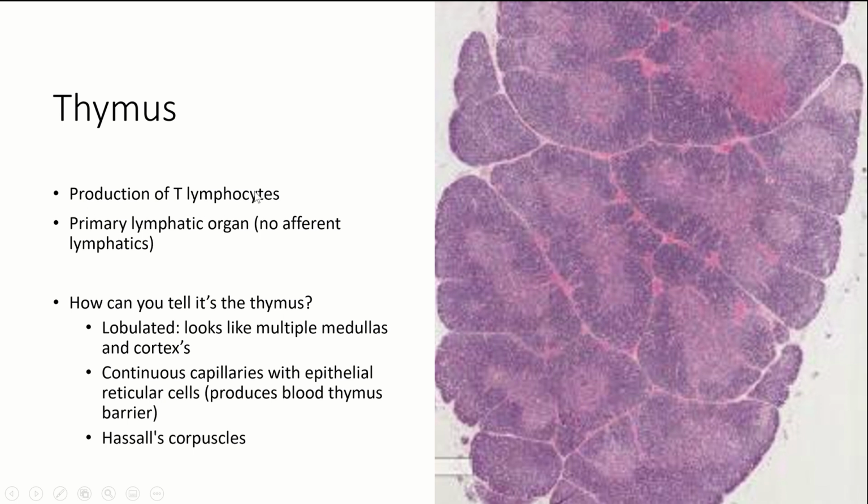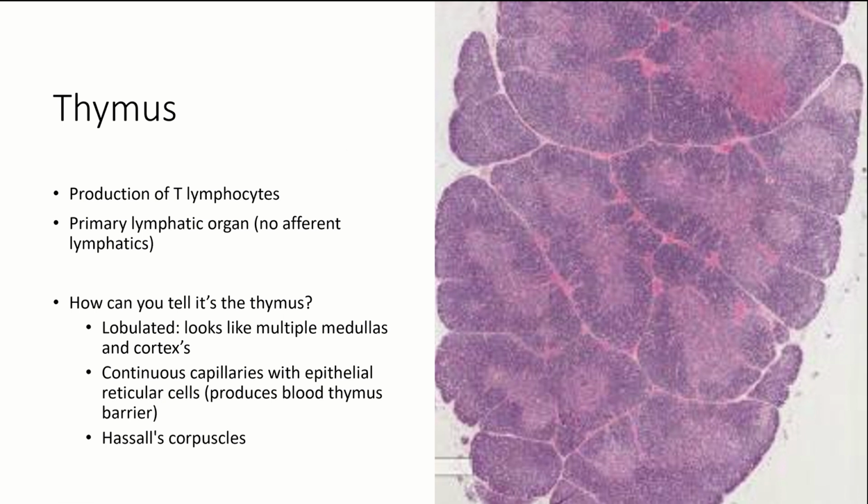And if it's producing T lymphocytes, it means it's a primary lymphatic organ, right? Primary lymphatic organ, because it's producing things. It's forming these T lymphocytes, and hopefully you recognize thymus T. I think I already said that, but yeah. So it's a primary lymphatic organ. It has no afferent lymphatics, right? Because we don't need all of these lymphatics going into it, right? We don't need all of these antigens going into it because we're producing these lymphocytes, right? They're coming out.